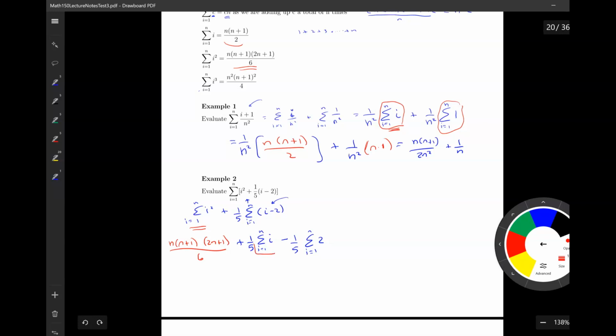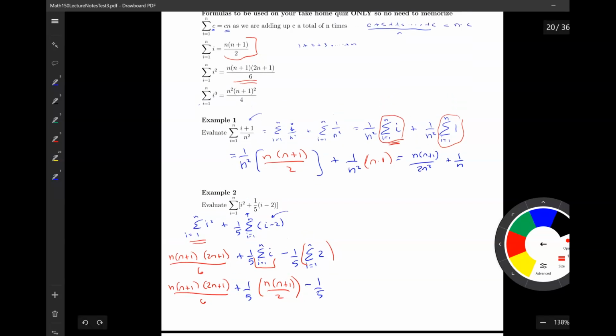All right, so this here, I can use this sum up here. So we'll carry this one down. Over 6 plus 1/5 times n plus 1 over 2. And then minus 1/5 times, so think about this one. This is adding up 2, n times. So that uses this again, yes? So this will be 2n. And so again, we'll be working on simplifying later. For now, let's just leave those.